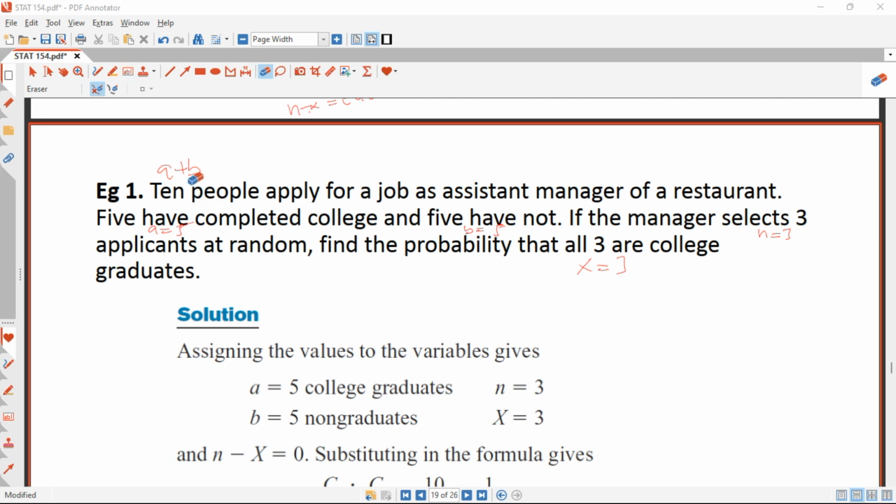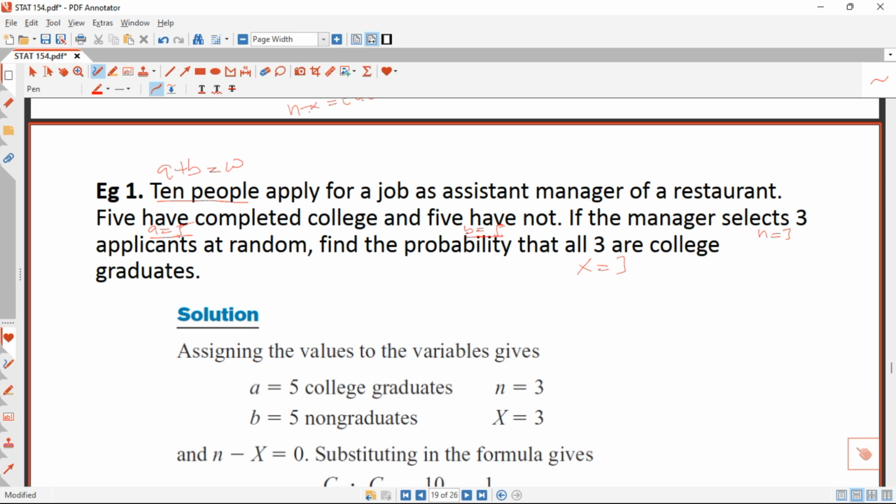So you could see that 10 people applied for the job of assistant manager of that restaurant. Out of the 10, 5 have completed college and 5 have not. So here our A will be 5 and our B will be 5. If you want the total population, that's A plus B, you are surely going to get 10. So here A plus B is equal to 10 that you can see here.